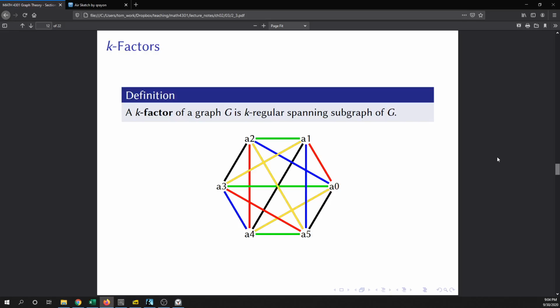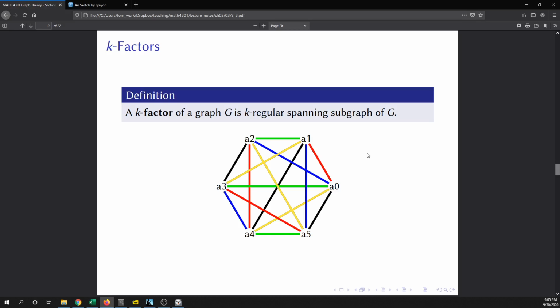In this video, we are going to talk about k-factors and some other decompositions of the complete graph. First off, a k-factor of a graph is a k-regular spanning subgraph of G. So you need to go back and remember what a k-regular graph is. A k-regular graph is a graph where each vertex has exactly the same degree.